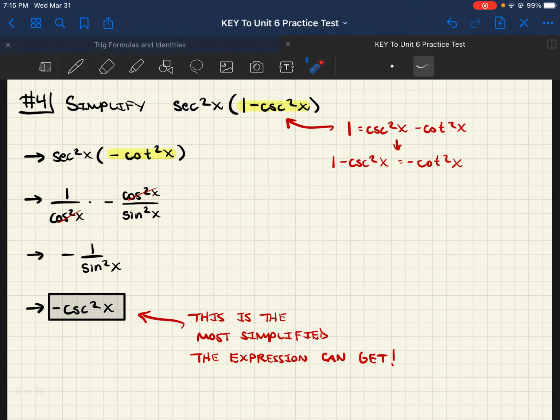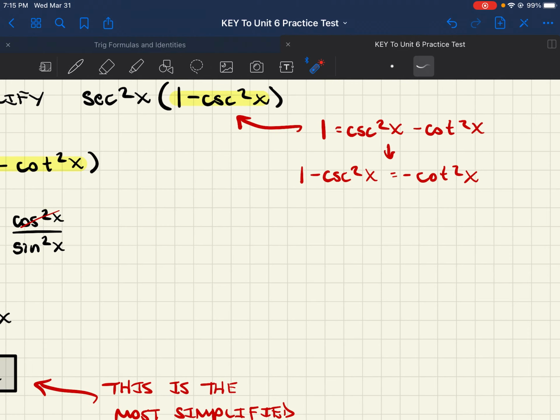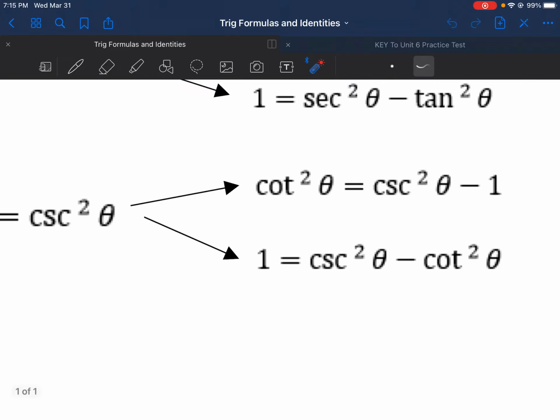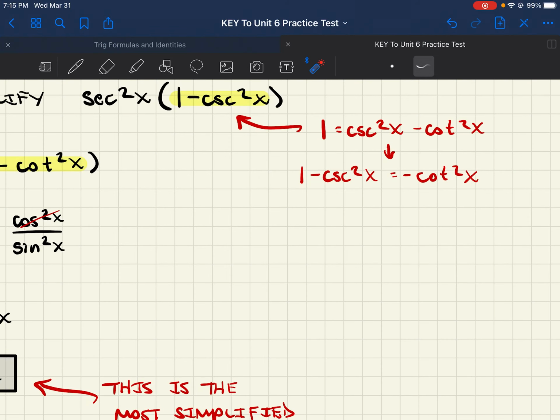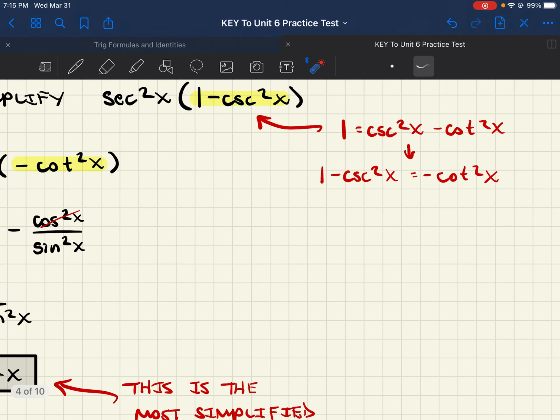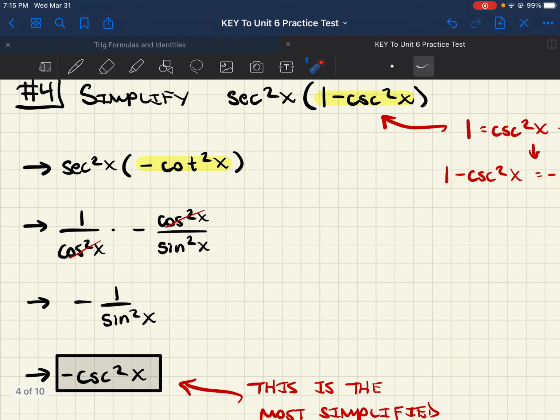All right. In problem number 4, we want to simplify secant squared of x times 1 minus cosecant squared of x. And one thing that I noticed pretty quickly is 1 minus cosecant squared, even though it's not one of these three right here, we can still rearrange to make this an identity. One of those three identities was 1 equals cosecant squared of x minus cotangent squared. And notice if I take this cosecant squared and just subtract it to the left side, I get 1 minus cosecant squared of x equals negative cotangent squared. So I'm going to replace this 1 minus cosecant squared with negative cotangent squared. And that's how I continue the problem here.